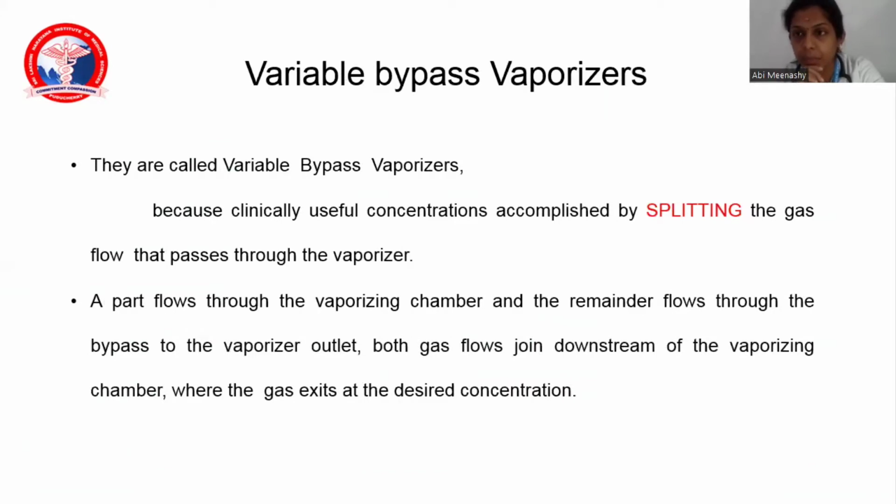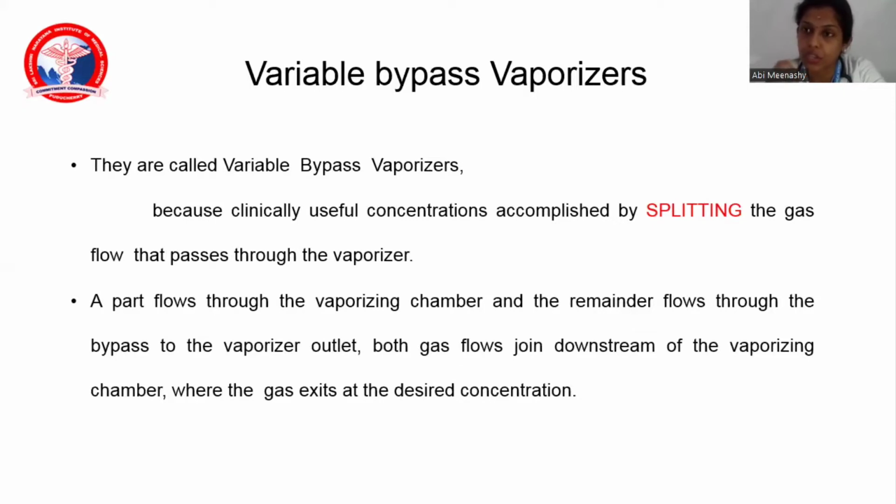Okay, starting with variable bypass vaporizers. Variable bypass vaporizers are called like that because they have a bypass chamber, they have a vaporizing chamber. The amount of fresh gas entering these two chambers is variable. That is according to the splitting ratio. Clinically useful concentration is accomplished by splitting the gas that flows through the vaporizer.